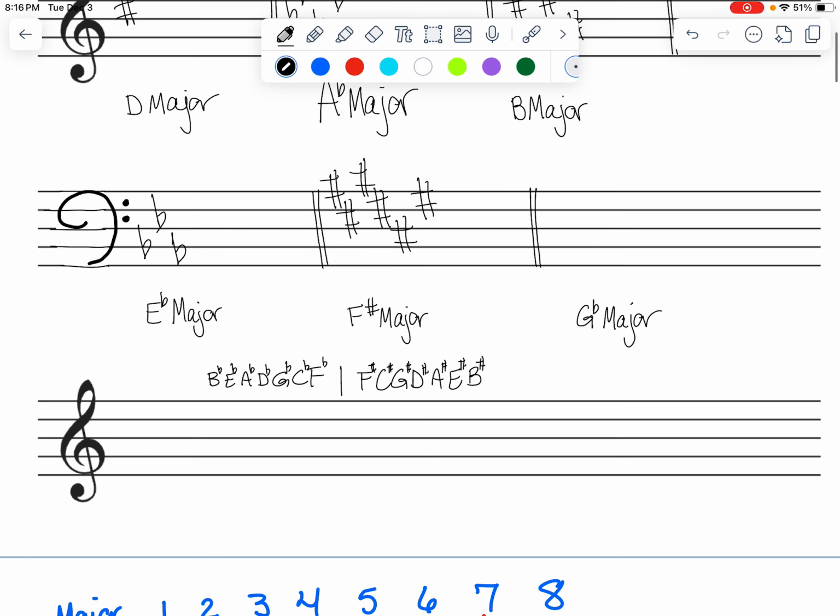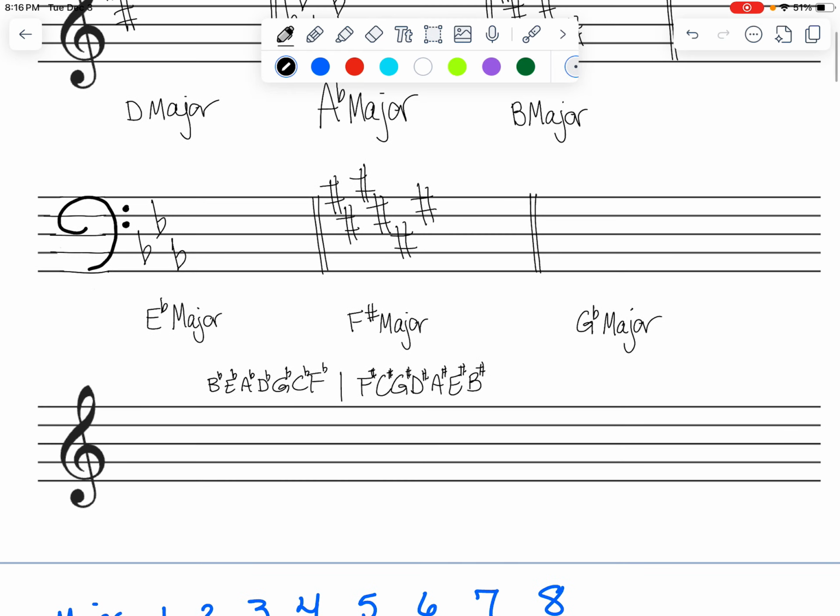Okay, now G flat major, again, flats in the name, so we know we're going to be looking at the flats, but all the same, let's just double check. We have G flat. Oh no, heavens to Betsy, y'all. F sharp, C sharp, G sharp, D sharp, A sharp, and E sharp. Sorry, I did it like I was in the wrong clef.